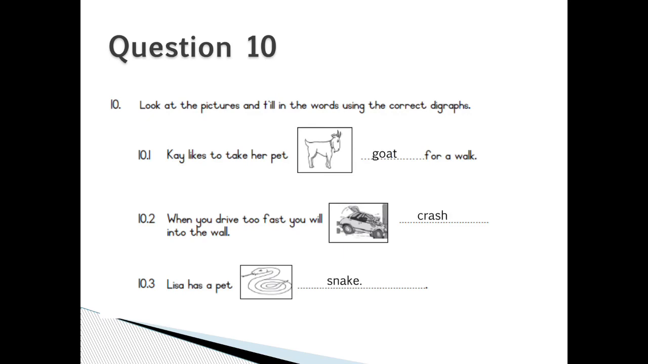Question 10. Look at the pictures and fill in the missing words using the correct digraphs. 10.1. Kay likes to take her pet goat for a walk. 10.2. When you drive too fast, you will crash into the wall. 10.3. Lisa has a pet snake.